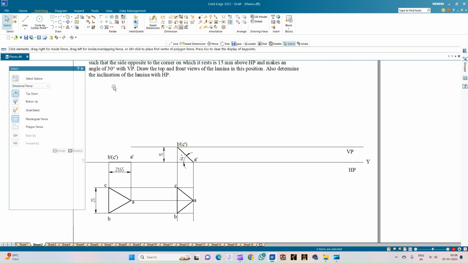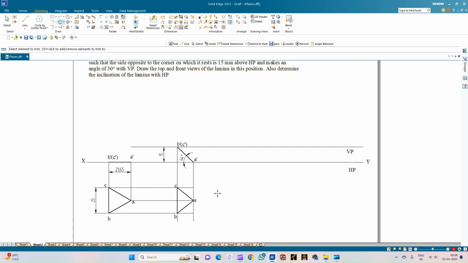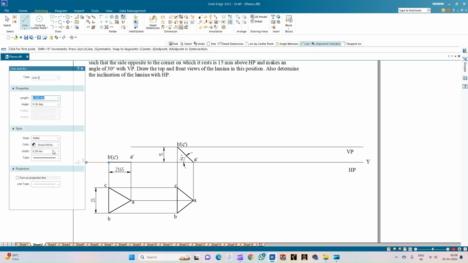Okay. So now we will go on for the next condition. Before we move on to the inclination with respect to the VP, we'll just try to trim this extra projection lines which is not required for us. Okay. So then the second position is ready. So now the same edge is also inclined to VP at an angle of 30 degrees.